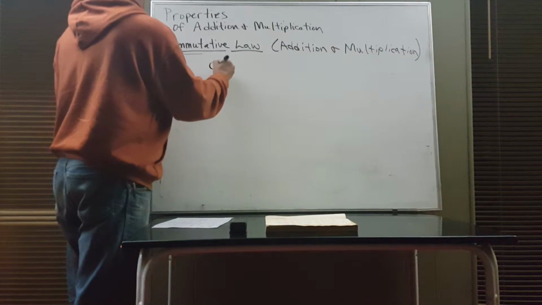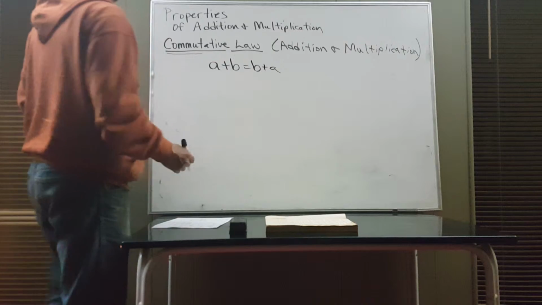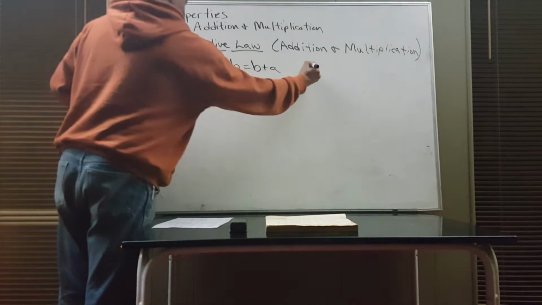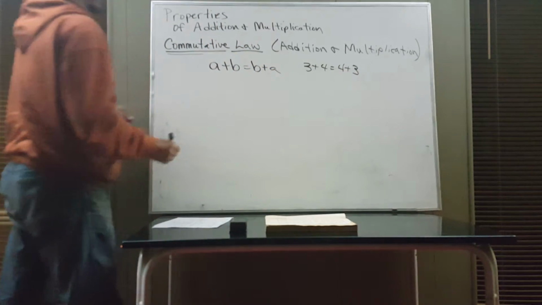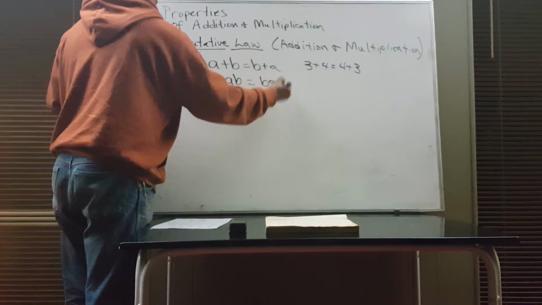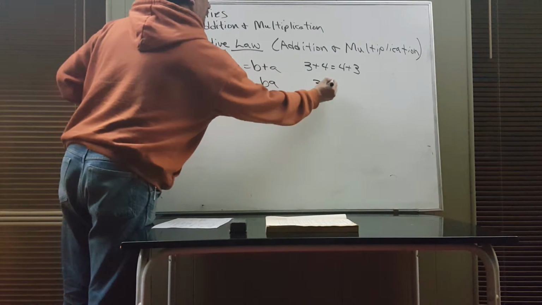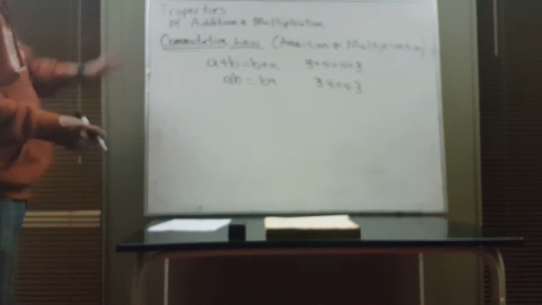But this is: A plus B is equal to B plus A. And 3 plus 4 is equal to 4 plus 3. That would be an example with numbers. A times B is equal to B times A. 3 times 4 is equal to 4 times 3, and so on. Okay? That is the commutative law.